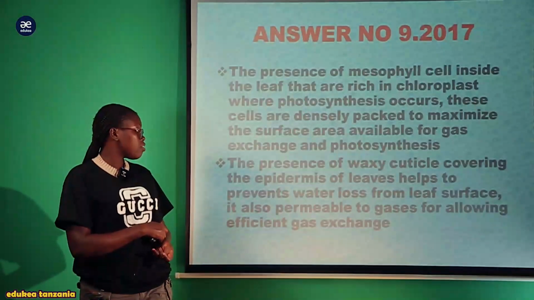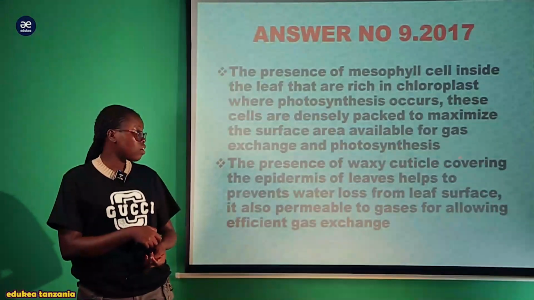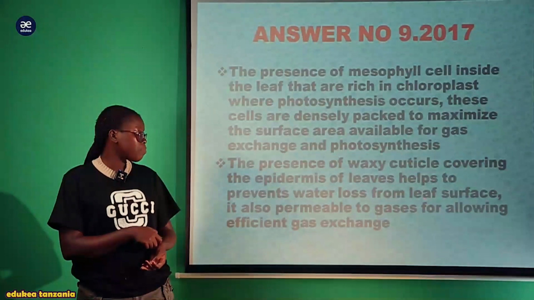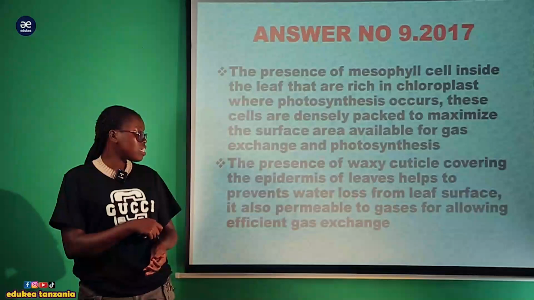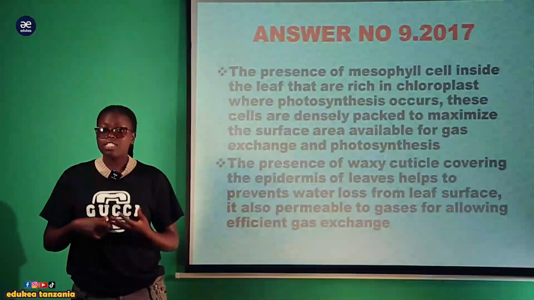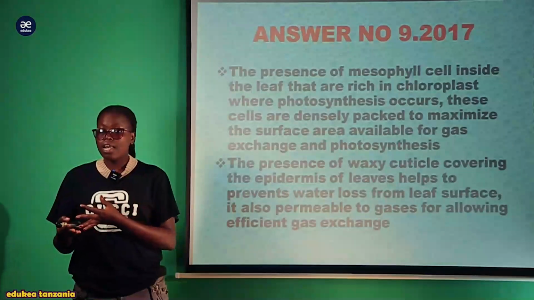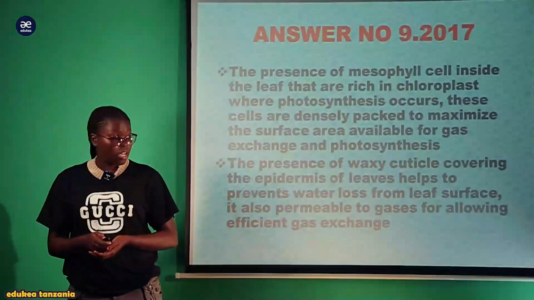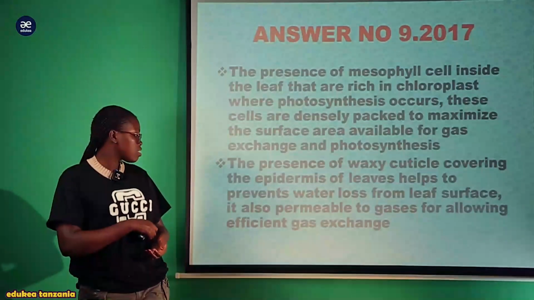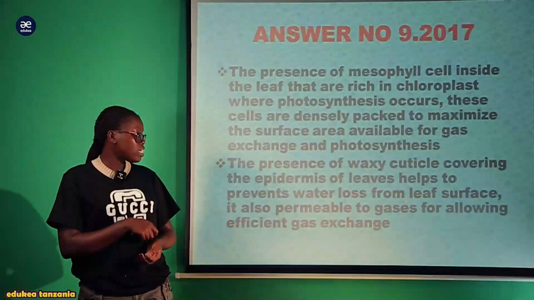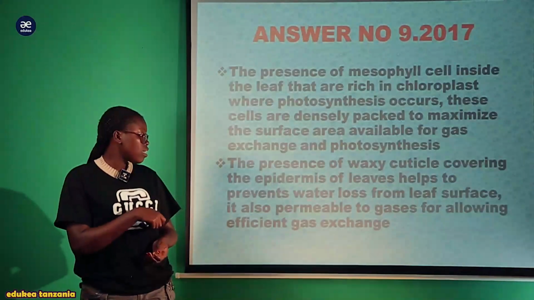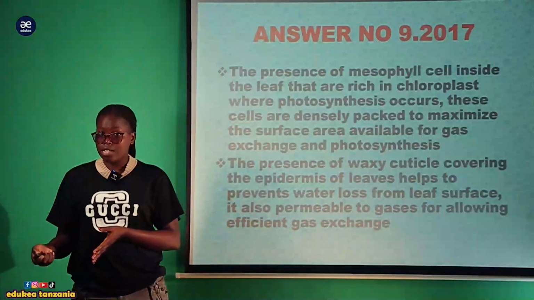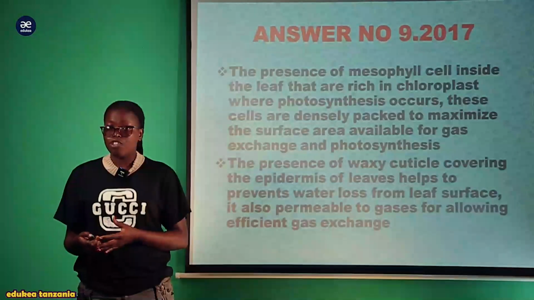Another adaptation of the leaf is the presence of the waxy cuticle covering the epidermis of the leaf, which helps to prevent water loss from the leaf surface. And also this epidermis is very thin. It is permeable to gases. Therefore, it allows the uptake of carbon dioxide and the release of oxygen gas. So the permeability to gases allows efficient gaseous exchange. So these are the adaptive structures of the plant leaf for allowing efficient gaseous exchange.